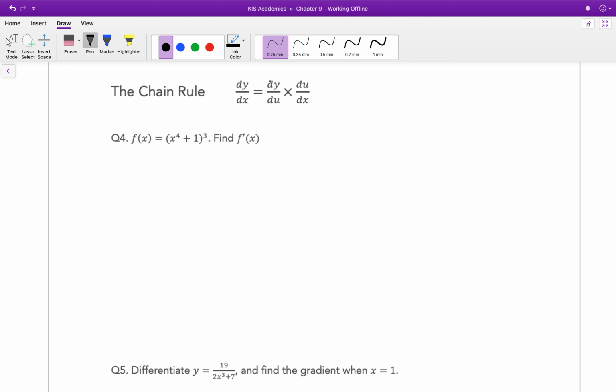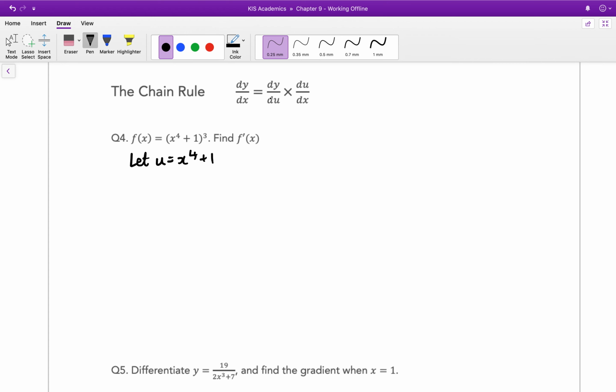So we use the chain rule to help us differentiate composite functions like this. The chain rule is defined by dy/dx, so the derivative function, is equal to dy/du times du/dx. So first of all, we've introduced the term u, and u represents our inner function. In this case, our inner function is x to the power of 4 plus 1, and we're going to let that equal u. So u is equal to x to the power of 4 plus 1.